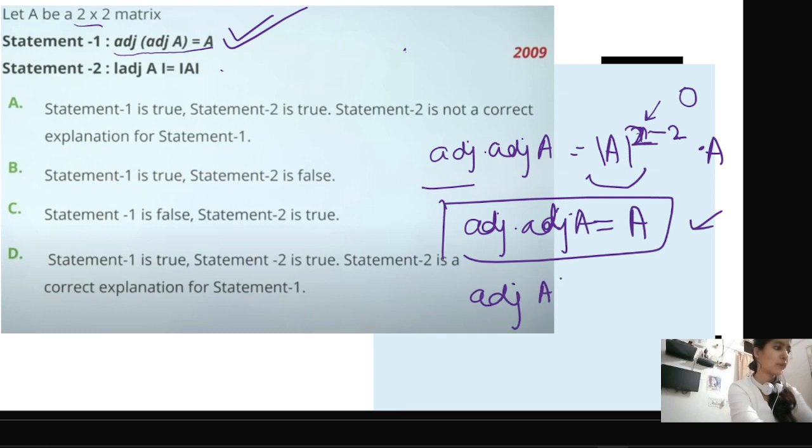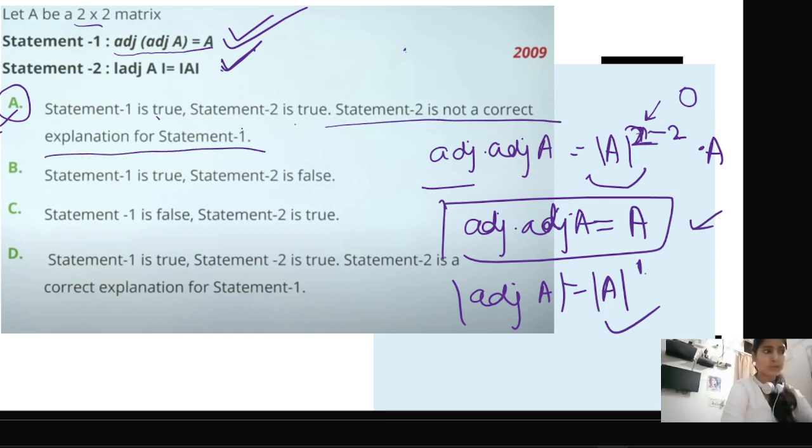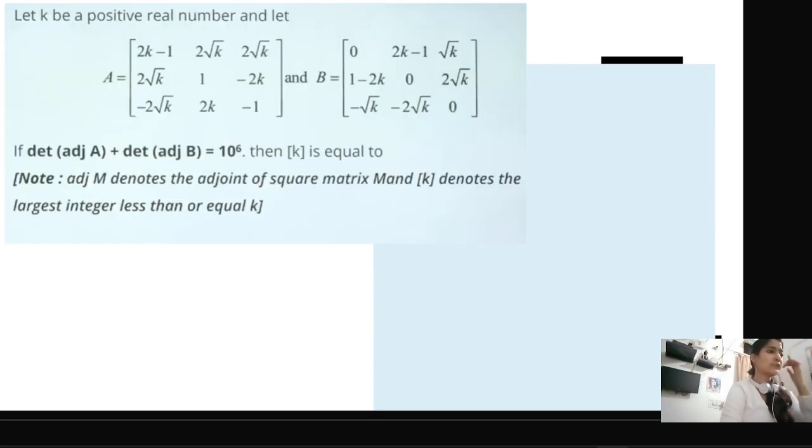Adjoint of A is equal to determinant of A raised to n minus 1. So 2 minus 1 is 1, so we are getting 2 minus 2. Let me write 2 minus 2. We are getting 1. So we can say this statement is also true. So according to the options, option 1 is the correct answer because statement 1 is true and statement 2 is true, but statement 2 is not the correct explanation of statement 1 because we are not using that statement to prove the second one. Okay. Move to the next question.